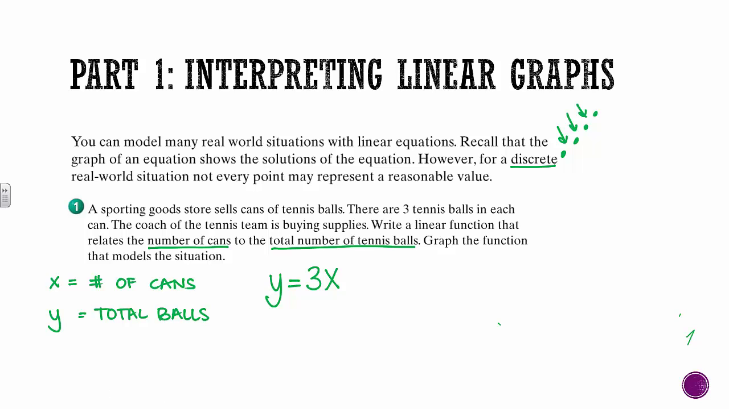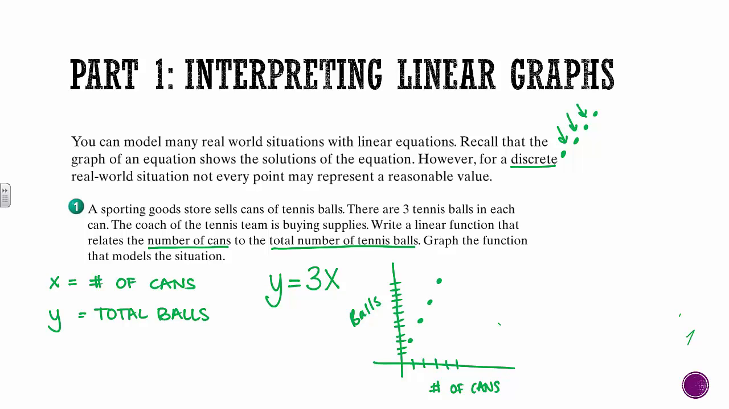So then, if I go to graph this thing, this is number of cans down here, and then this is how many balls. So if I buy 1 can, I end up with 3 tennis balls, 2 cans, I end up with 6, 3 cans, I have 9, 4 cans, I have 12.